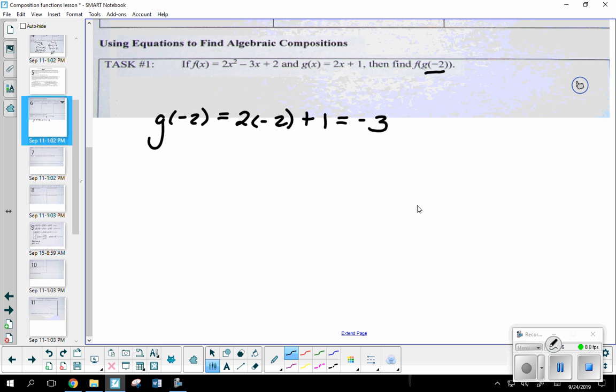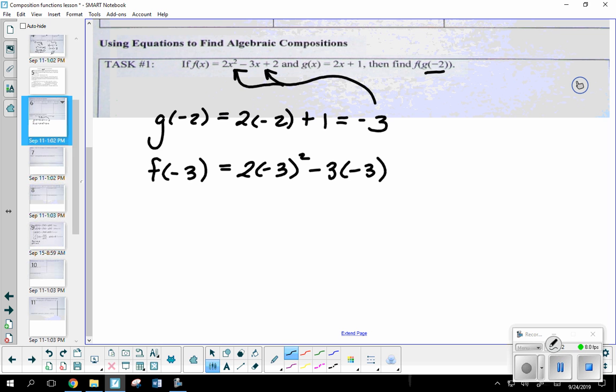And this is what I was referring to. See, as far as the function goes, there is a relationship between x and y. For this input, -2, we got an output, an answer of -3, but I'm going to take this output and I'm now going to plug it into every x that the outside function f has. Okay. So now this becomes f of -3 instead of f of g of -2, because I already know g of -2. All right, so let's see here. 2x squared, 2 times -3 squared, minus 3x, minus 3 times -3, and then plus 2.